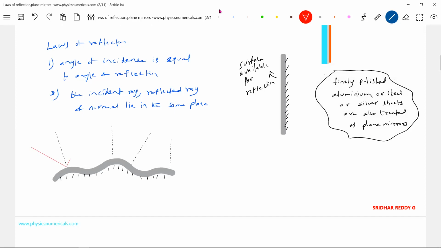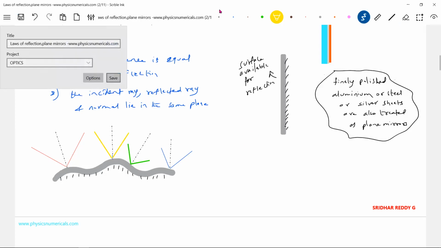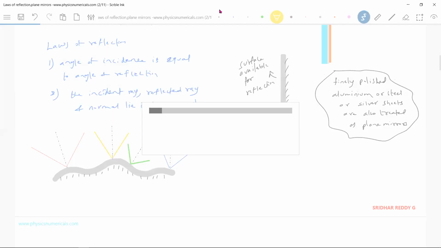This is the incident ray, this is the reflected ray. Here, this is the incident ray, this is the reflected ray. This will be the incident ray, this will be the reflected ray. Irrespective of the surface, whether it's a plane or curved surface, the law of reflection still holds good.